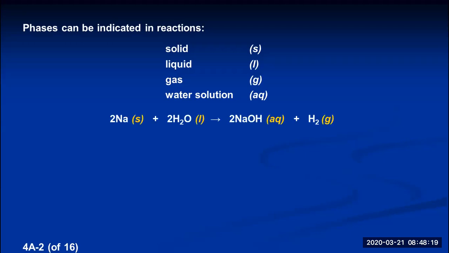So here's an example of a reaction written with phases. This is the reaction between sodium and water, turning into sodium hydroxide and hydrogen gas. And the phases have been highlighted in orangish yellow here. This just helps you to visualize what's going on. A solid piece of sodium is added to liquid water. It produces a dissolved product, sodium hydroxide, and then gaseous hydrogen is produced as well.